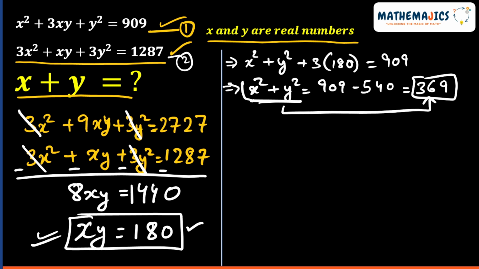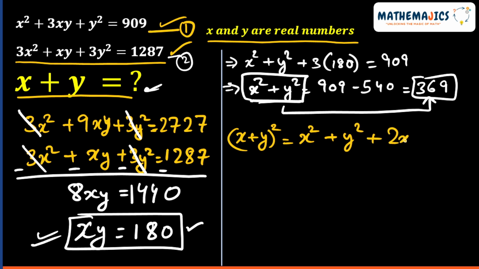Okay, we will be using this. How? We will see. Now we need to find the value of x plus y, right? Instead of directly finding the value of x plus y, we can square x plus y and then find its value. If we square this, we will be using one algebraic identity which gives us x square plus y square plus 2xy.